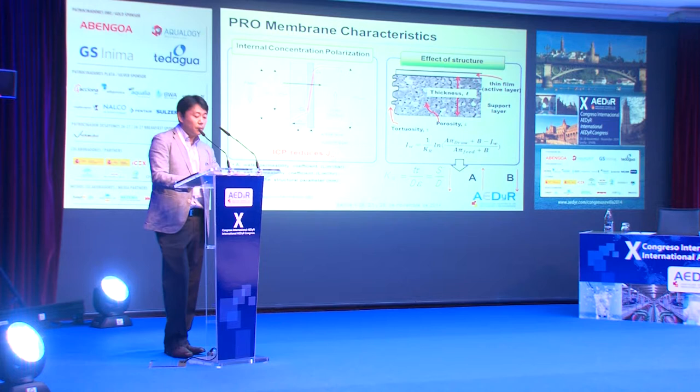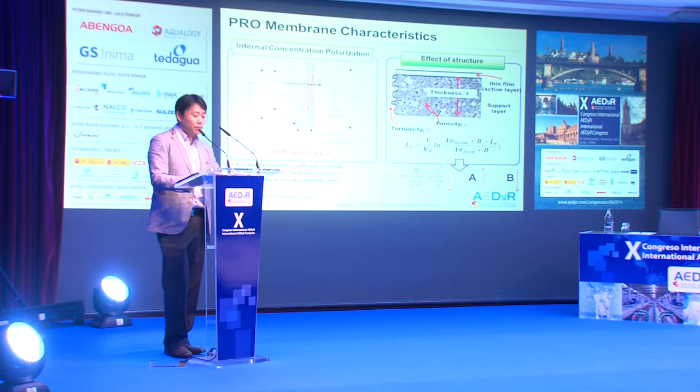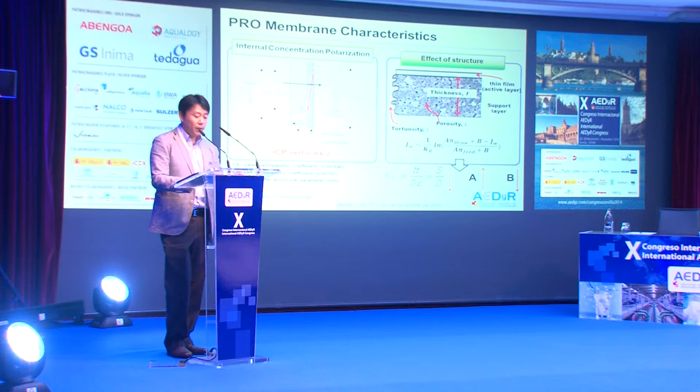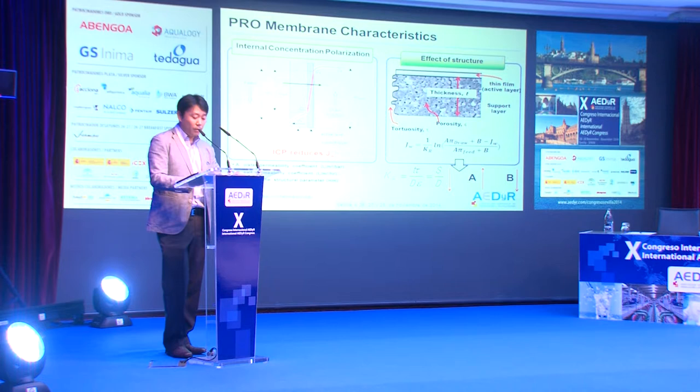In order to optimize a PRO membrane with high performance, the internal concentration polarization across the membrane must be minimized. The ICP affects the flux of the PRO membrane. If the ICP can be reduced, we can produce a PRO membrane with high performance. Based on this equation, the ICP of the PRO membrane is affected by the structure and properties of the membrane. Therefore, PRO performance can be improved by a higher water permeability coefficient A and lower membrane structure parameter S and salt permeability coefficient B.